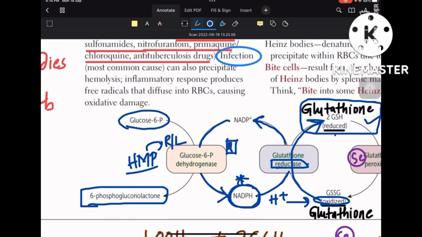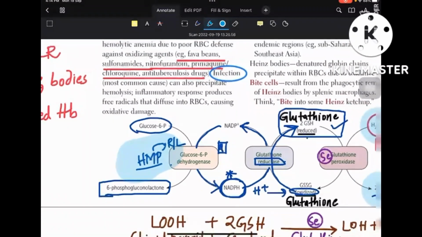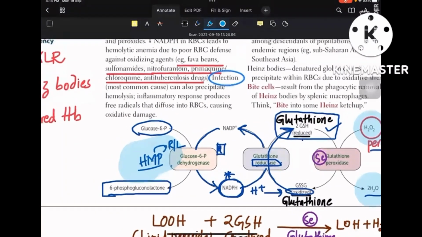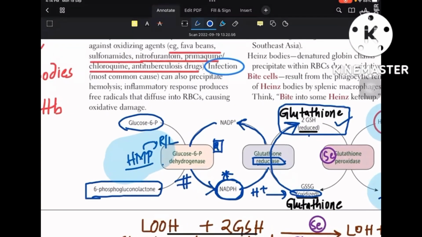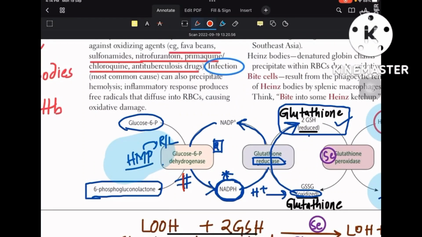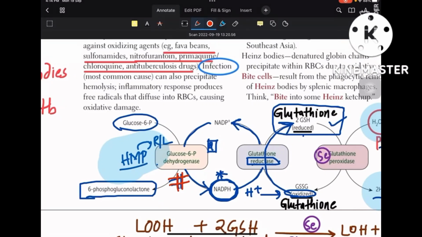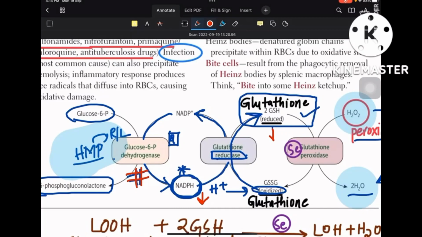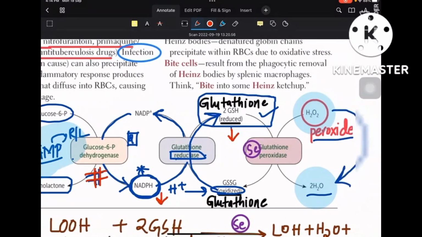This is the rate limiting enzyme of HMP shunt pathway, guys. So this is how exactly this glutathione peroxidase acts. Whenever in the body this glucose 6-phosphate dehydrogenase is deficient, it does not provide NADPH. See, I'll mark it with red so that you'll understand. See, whenever this G6PD deficiency is there, this NADPH will be decreased. When this NADPH is decreased, reduced form of glutathione is decreased. So finally, we cannot convert this peroxide molecules into H2O. That means this gets accumulated.